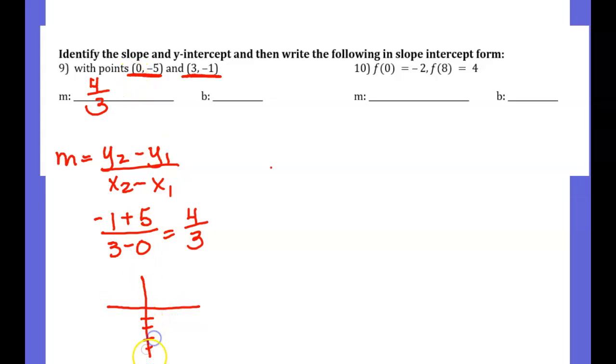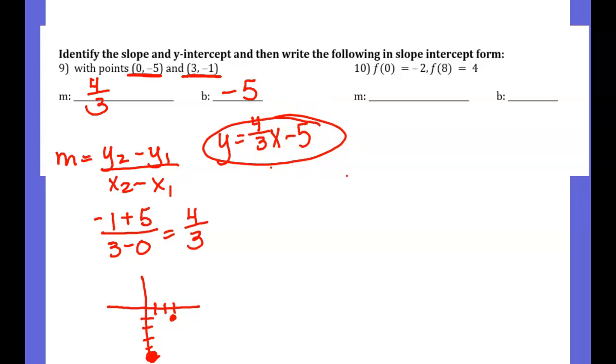One of those points happens to be the y-intercept. They're not always going to give you the y-intercept, but this one they actually do, because notice it's (0, -5). 1, 2, 3, 4, 5. If you plotted that point, it's right there on the y-axis. (3, -1) is not. So we can't use that point as the y-intercept, but we can say it's -5. So right there we have all that we need to write the equation in slope-intercept form. It's y is equal to 4/3 x minus 5. And there's our answer.